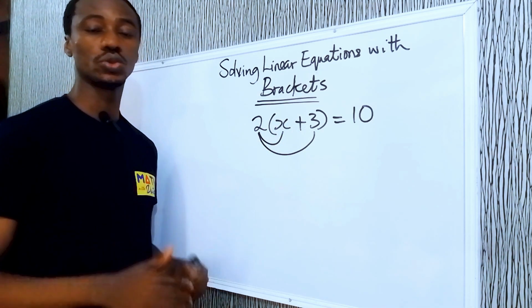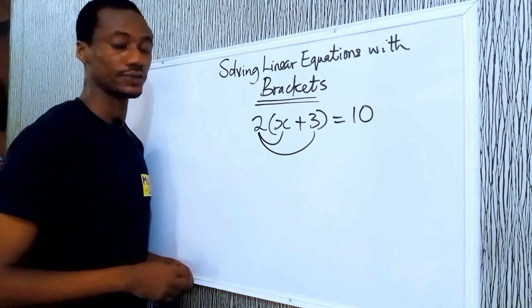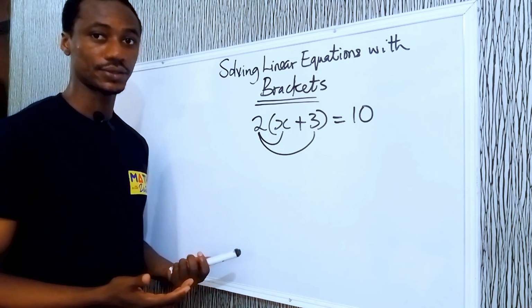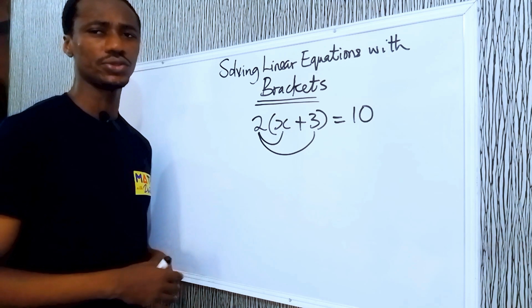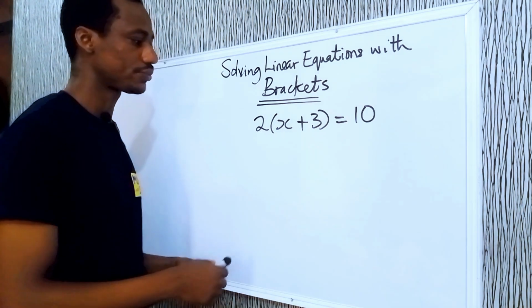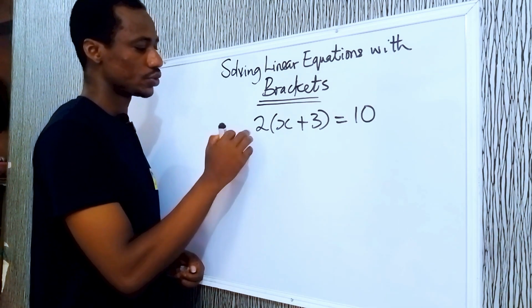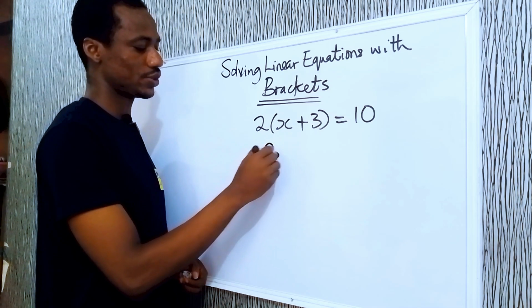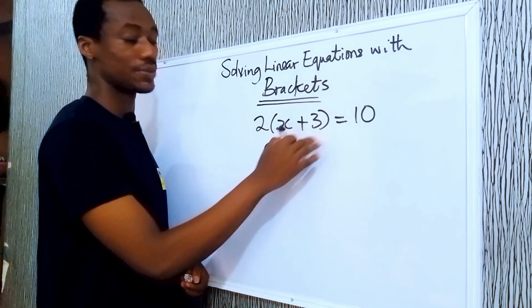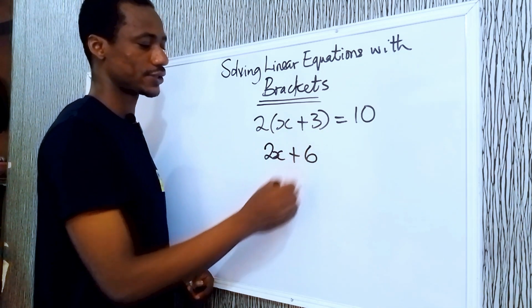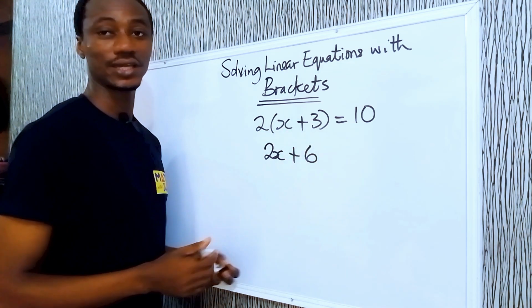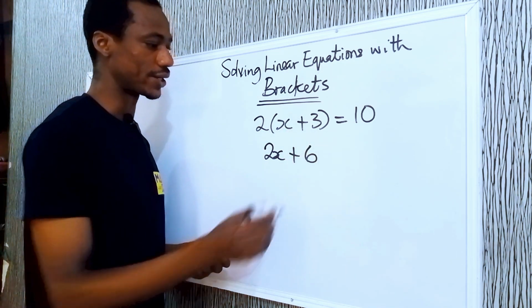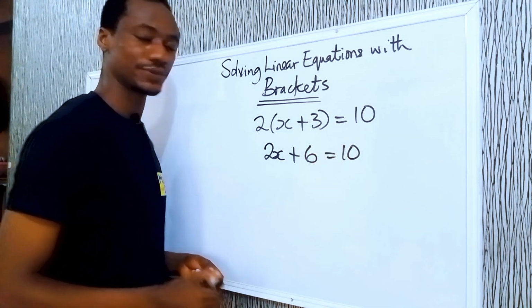That's the first thing to do when you want to solve this kind of equation. Open the brackets. There are other methods you could use, but I want us to use the expansion first. So let's do that. 2 times x is 2x, and then 2 times 3 is 6. That means we have cleared the brackets. No more brackets. And that equals 10.